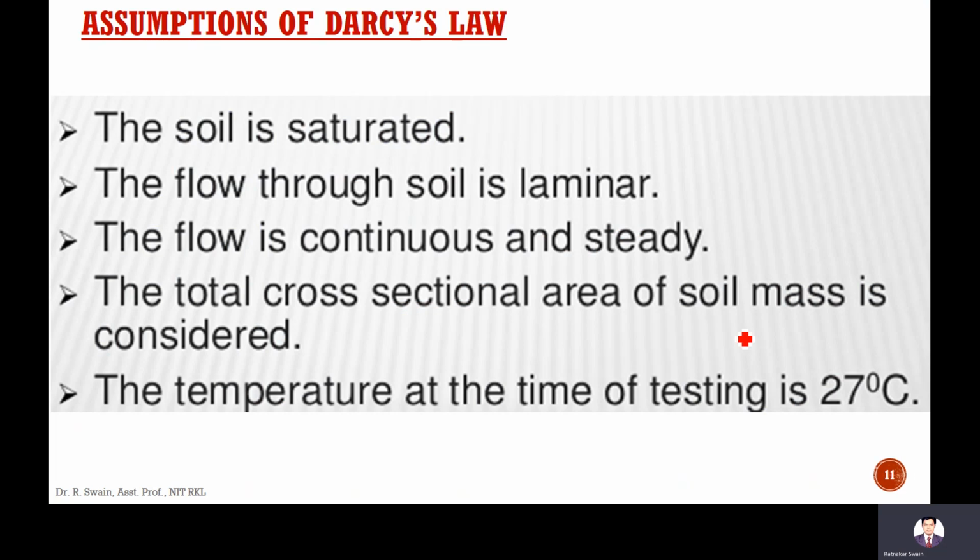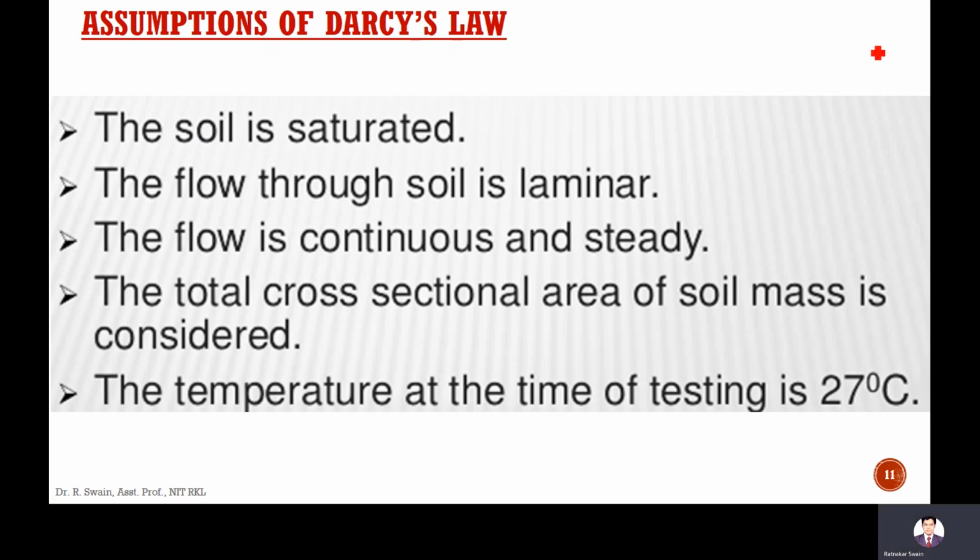Then we'll complete the class. The soil should be saturated. The flow through the soil should be laminar. The flow should be continuous and steady. And the total cross-section area of the soil mass is considered, since Darcy did not differentiate the pores and the solids. The temperature at the time of testing is 27 degrees Celsius.